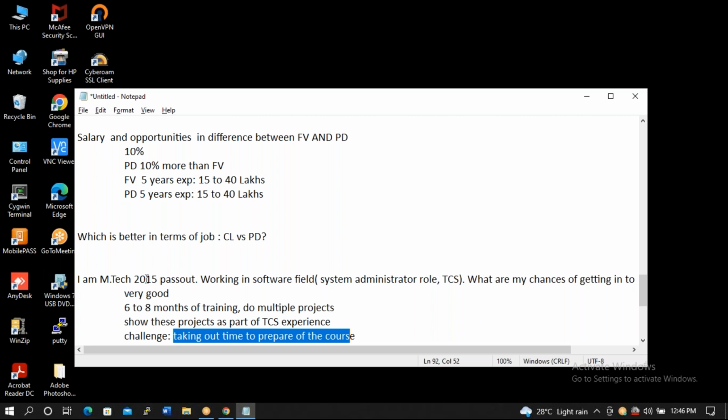That's the only challenge. But all in all, it is very much possible to get into VLSI, and there are many people who have done that, who worked in a completely pure software job. I mean, the company itself is not into any VLSI. They have done the training, and after 6 to 8 months of training, they were able to get into VLSI jobs. And in this case, it's very much possible.